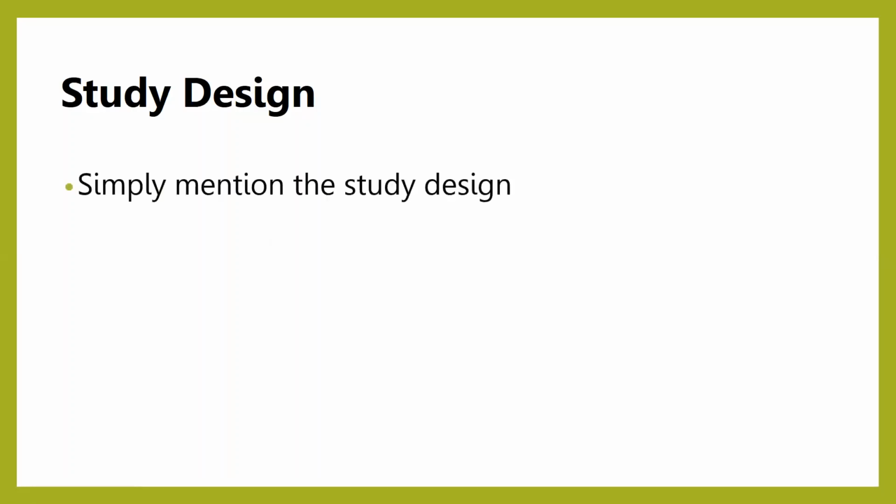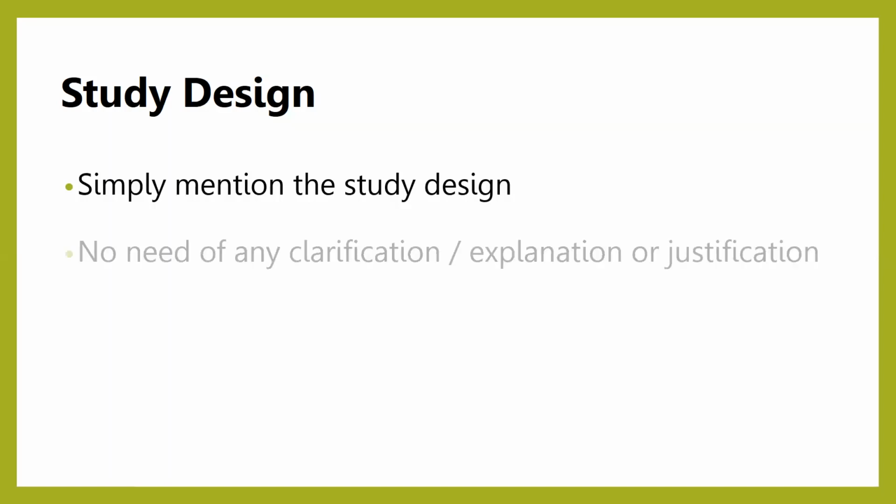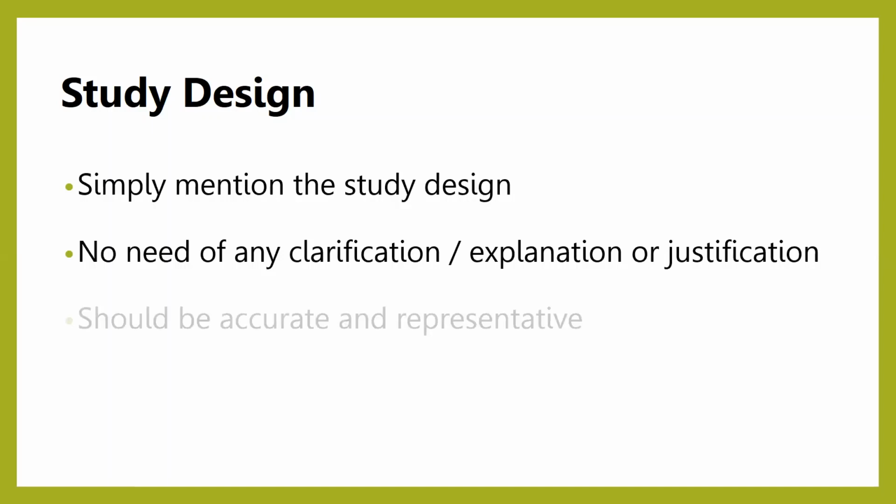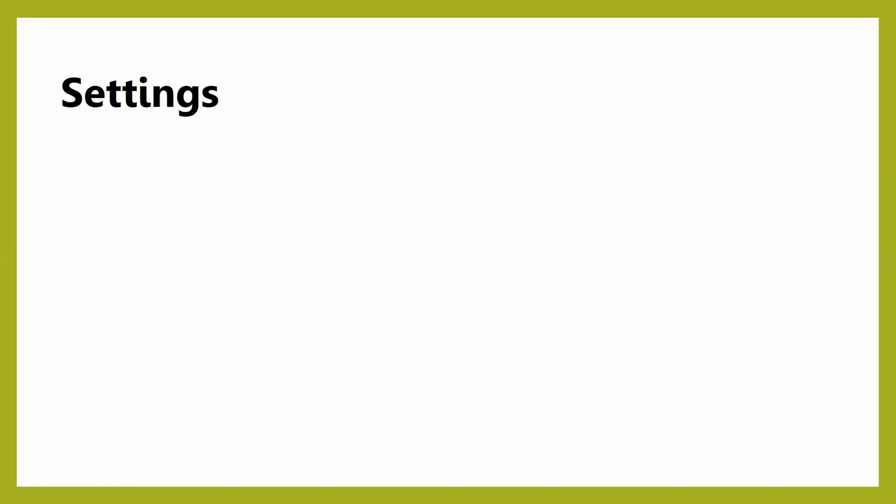At this stage, you have to simply mention the study design, whether you are planning a randomized control trial, a cross-sectional survey, a cohort, or something else. There's no need for any clarification, explanation, or justification for the study design in this section. Simply mention it and move on, but please remember, it should be accurate and representative. Then move on to the next section, which is settings.